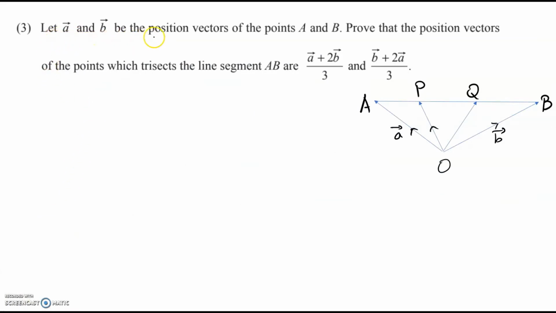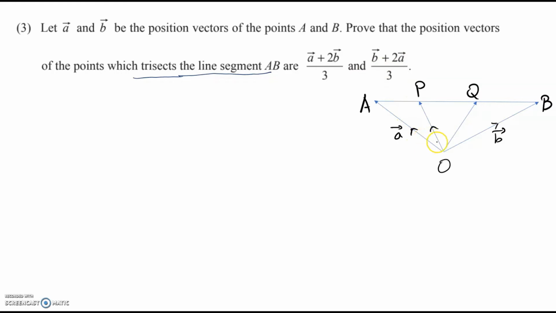Okay, in this problem, let A and B be the position vectors of the points A and B. Prove that the position vectors of the points which trisect the line segment AB. So note the point, trisects the line segment AB, which means AB is divided into 3 equal parts. Okay, so AB is divided into 3 equal parts. So when you do that, the points P and Q are defined by A vector plus 2B vector over 3 and B vector plus 2A vector divided by 3.